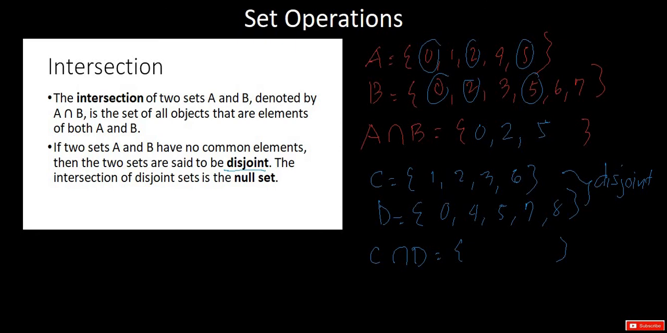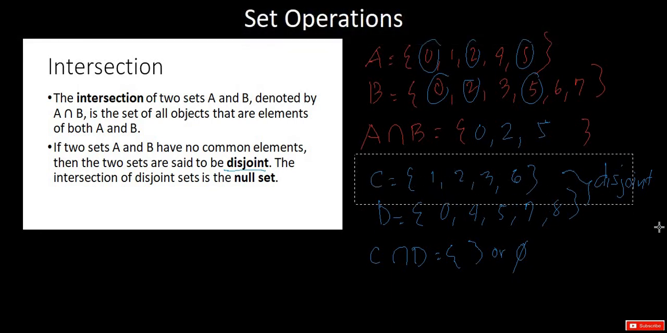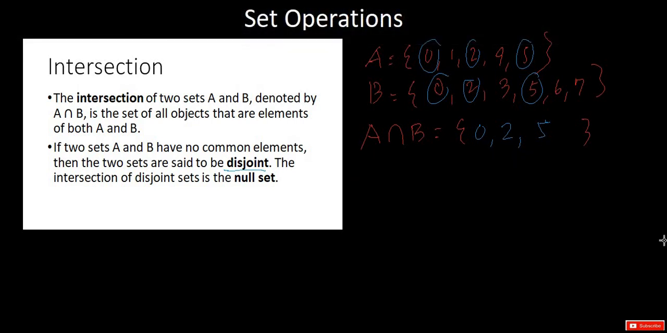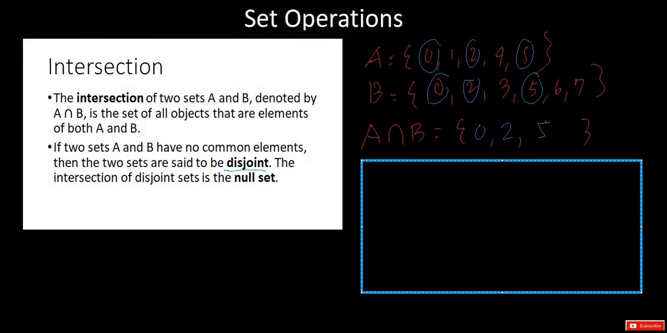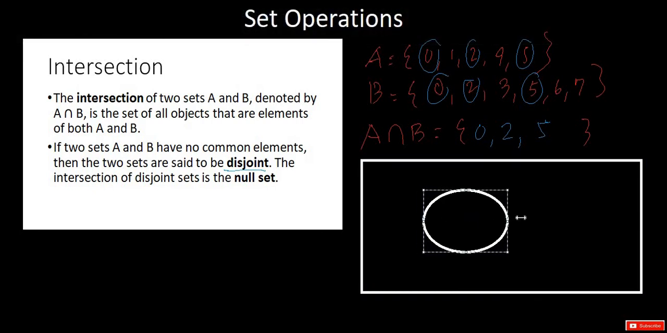And the intersection of disjoint sets is the null set, or you can use this notation since there are no common elements. Okay, now let's try placing the elements in our example in a Venn diagram. Okay, let us make a Venn diagram here.